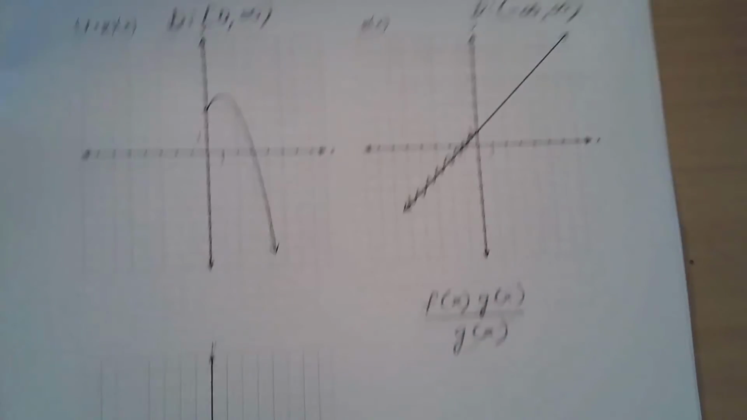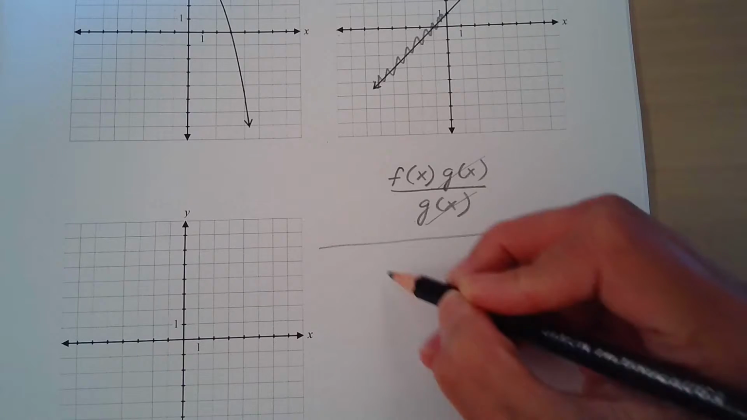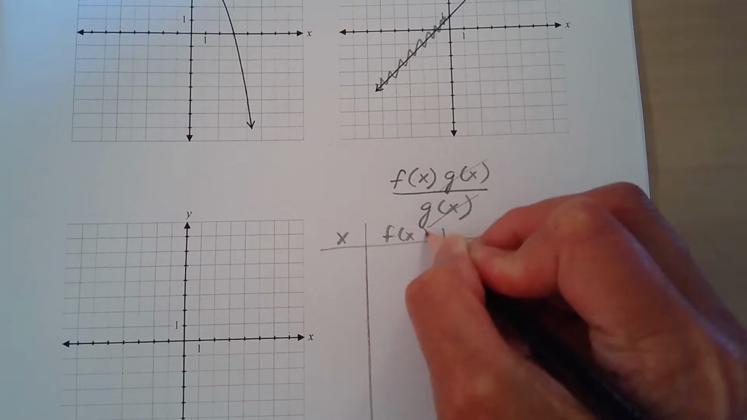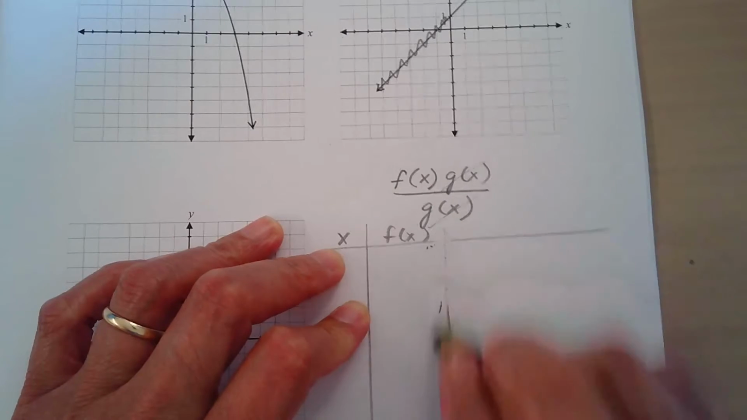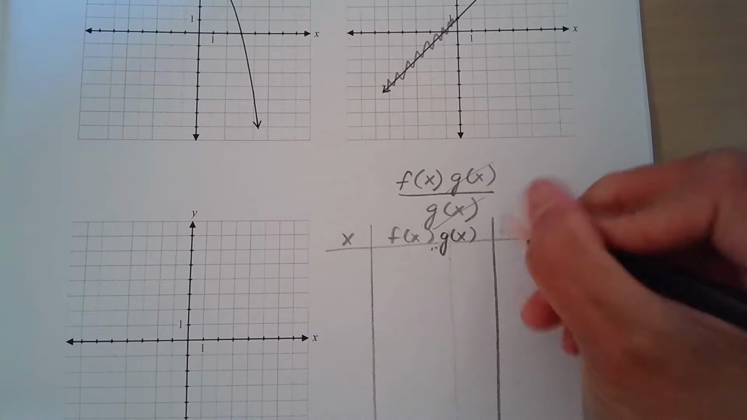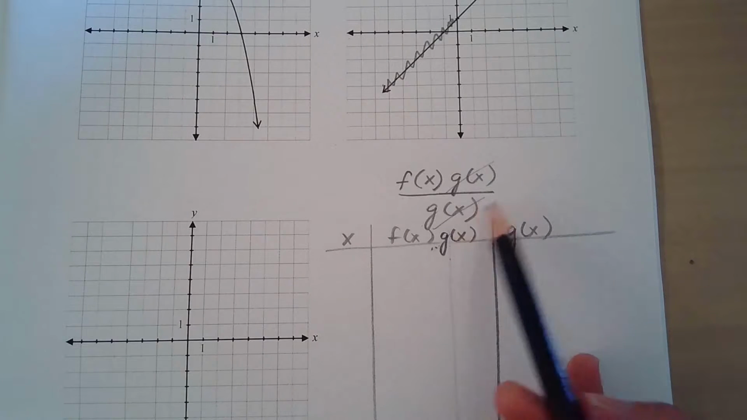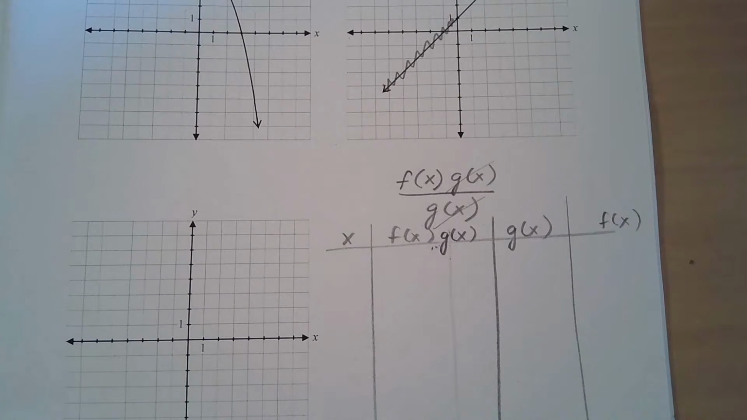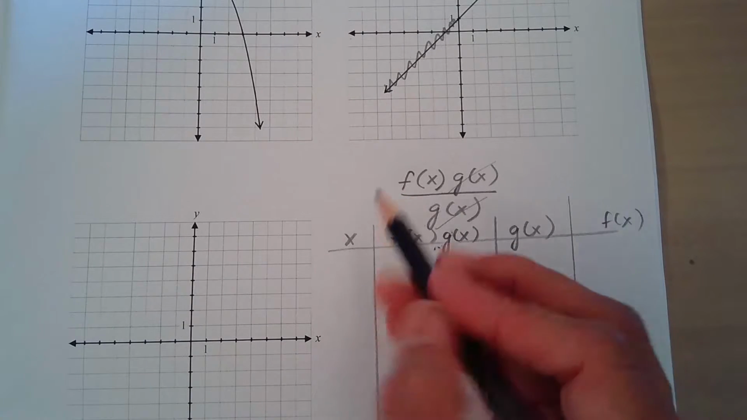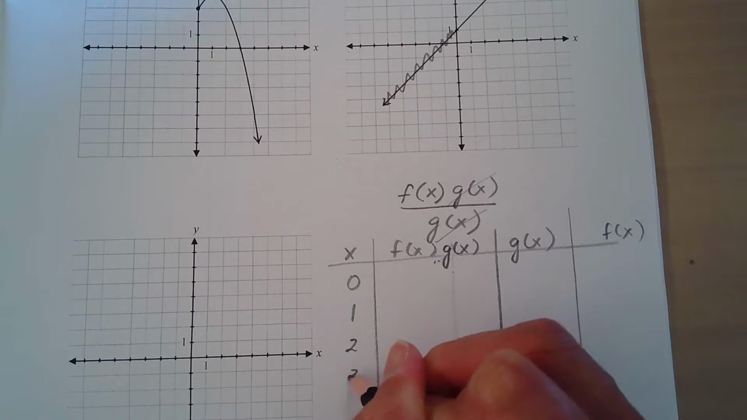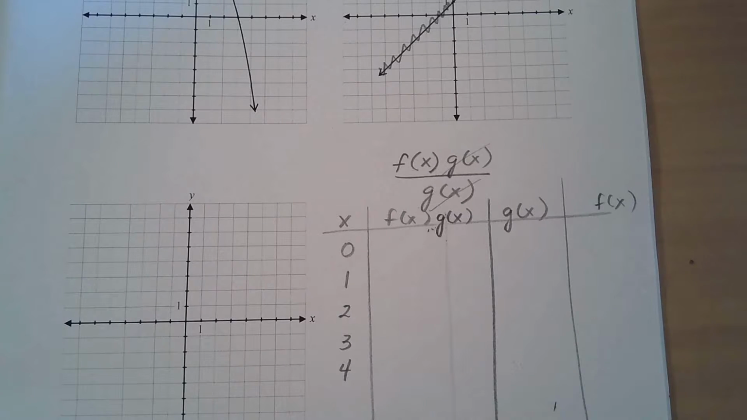So here's what we're gonna do. So this is a while back. This is our f of x times g of x. And then the g of x. What we're gonna do is we're gonna divide this by this to get the f of x. So we said that the domain is from 0 to infinity. So we're just gonna pick values 0, 1, 2, 3, 4. Okay, that should be good. You can do more if you want.